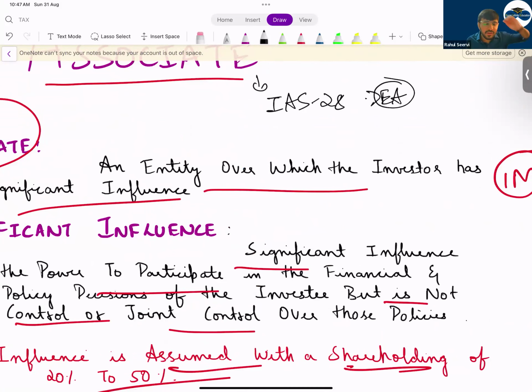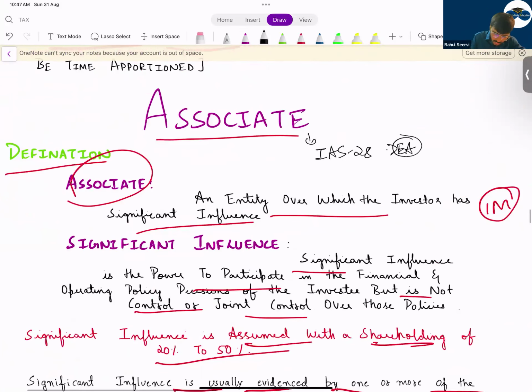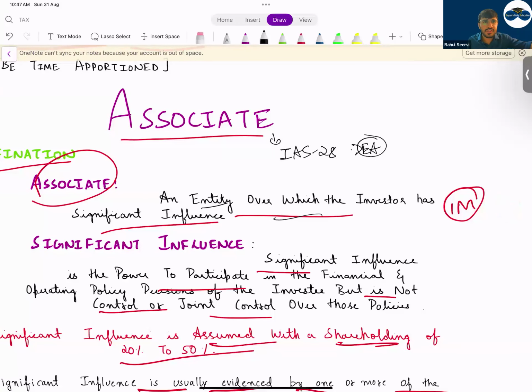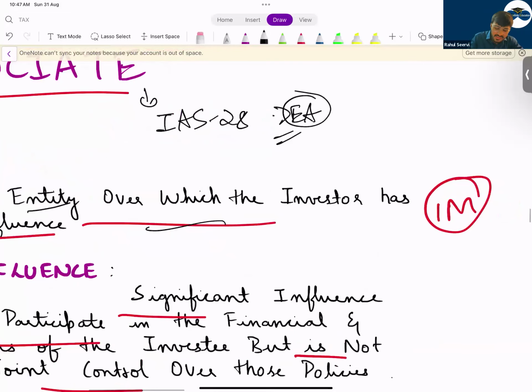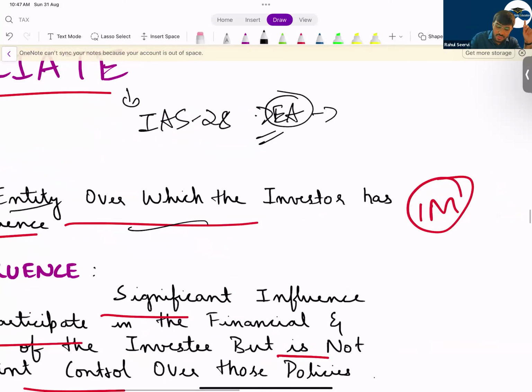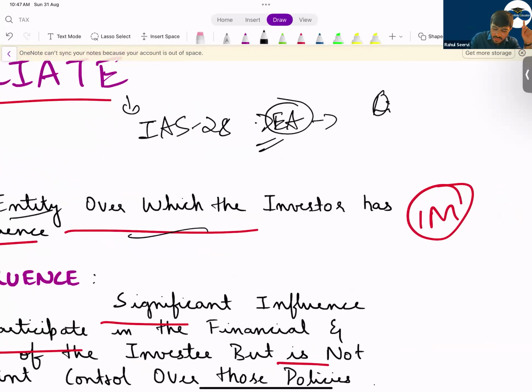Please write down this. Whenever any question comes, please write down what the investor does. When will you say associate accounting? We will follow associate accounting, IAS 28, when there is significant influence over the entity. So IAS 28 says that we should not do consolidation. We should follow equity accounting. Equity accounting says to do a one line adjustment. What is the one line adjustment? The carrying amount of the associate in your balance sheet, and in your P&L, it is the share of profit of associate.